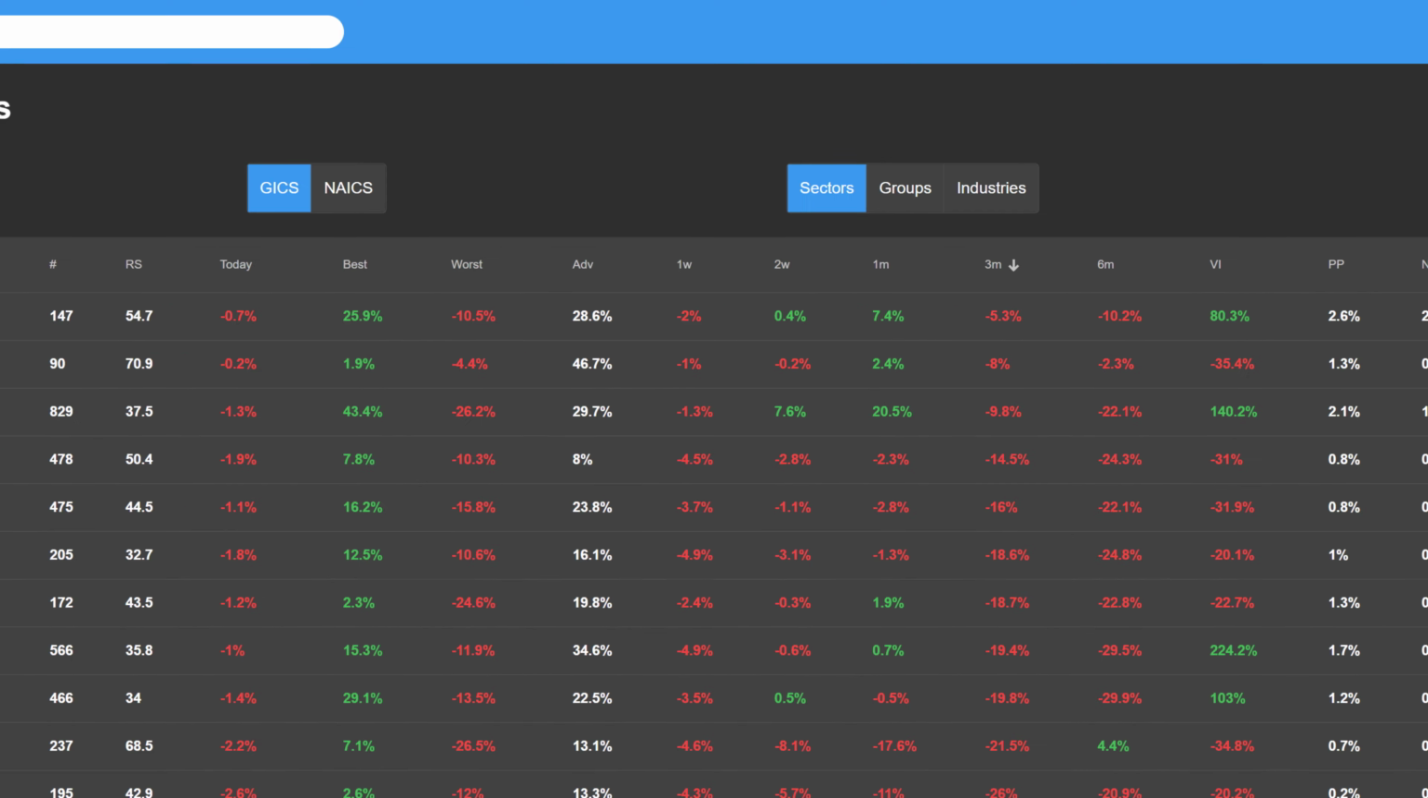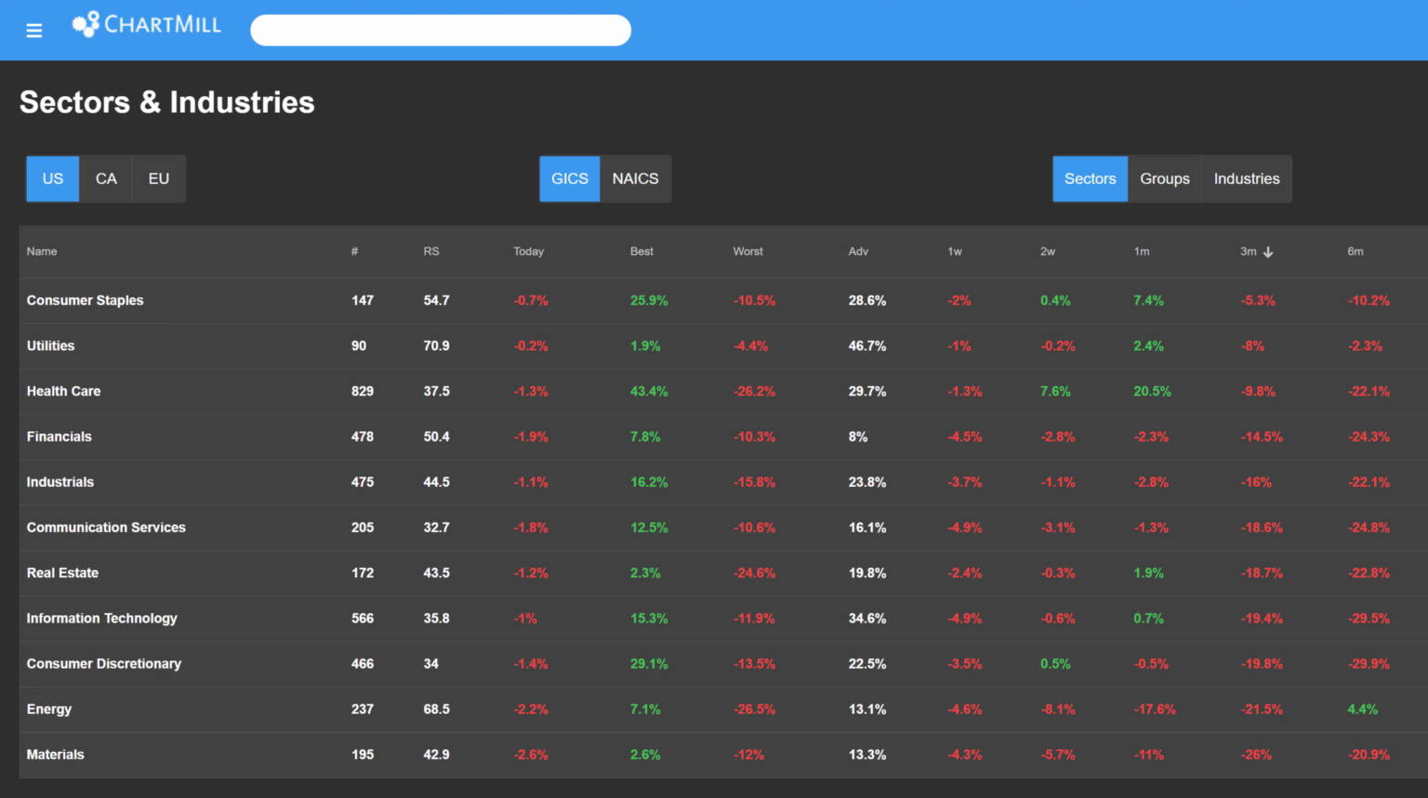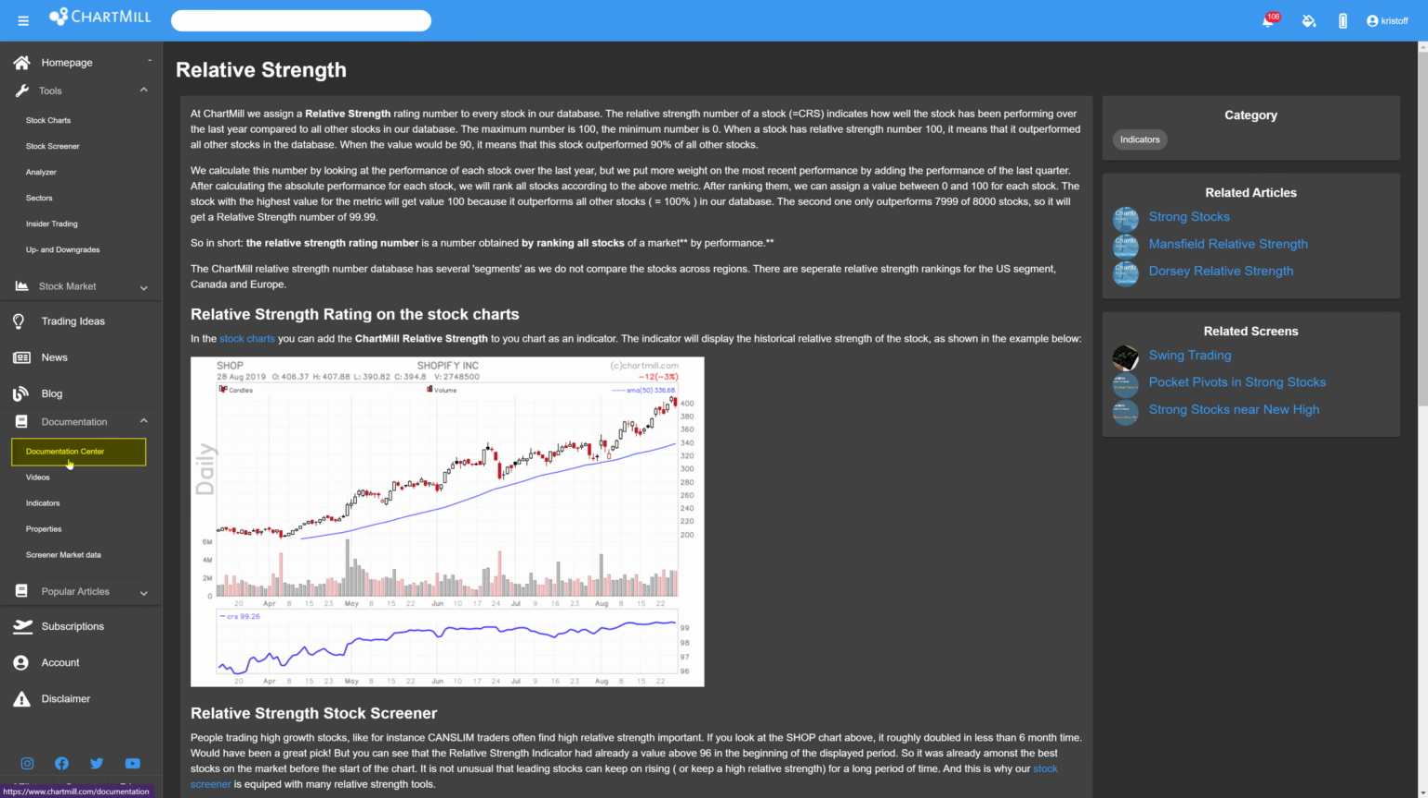The technical view mainly shows the performance of the sectors on different time frames, ranging from 6 months to 1 week. The average relative strength shows how well the stocks in this sector have done over the past year compared to all other stocks in our database. The maximum number is 100. The minimum is 0. The higher the number, the better the relative strength of the sector against all other stocks. You can read more about relative strength in this article, from which I'll put a link in the description below.